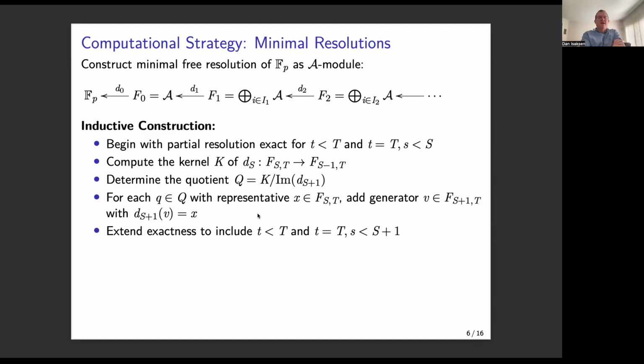So inductively, this, I interrupt. Sorry, this is maybe a quibble, but say for each Q, you probably mean for each Q in a basis for capital Q. Yes, that's true. Yeah.